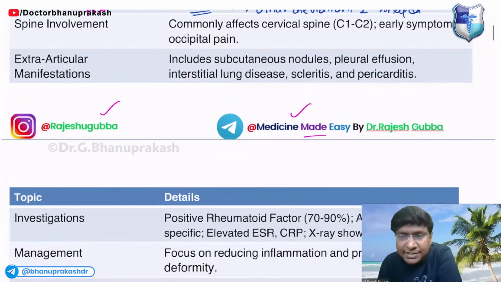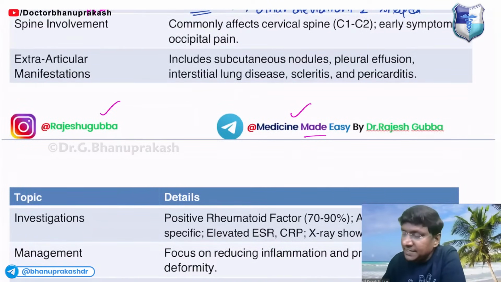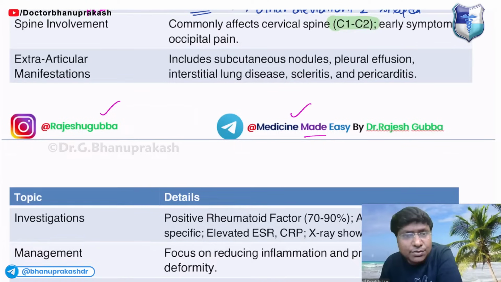And in rheumatoid arthritis, do you have spine involvement? Yes, spine involvement also will be there. And that is mainly cervical spine, that is C1 and C2. Whenever there is spine involvement, there will be atlantoaxial dislocation resulting in quadriparesis.